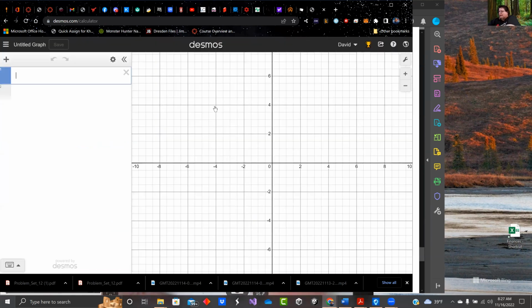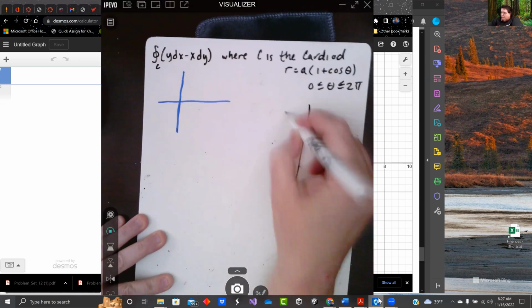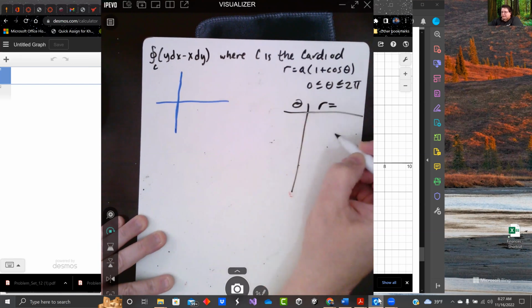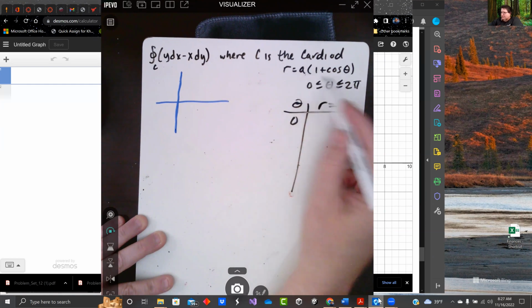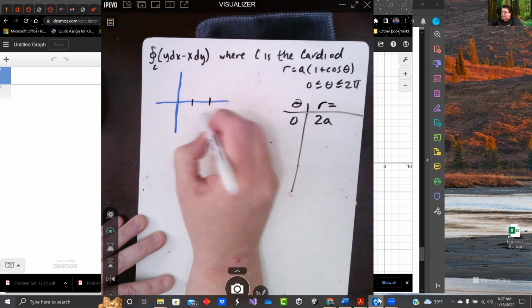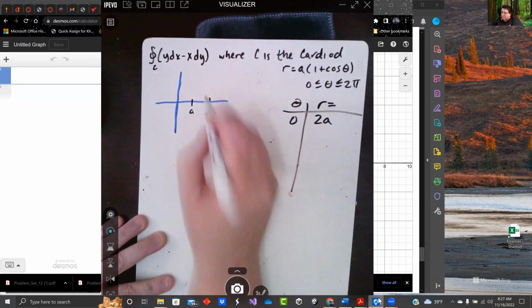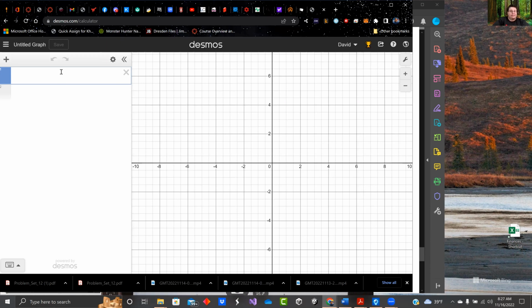Okay, I'll write it in something you can see a little bit better. I was showing you what to do when you don't have Desmos. You make a table: theta equals, r equals, and calculate. When theta equals 0, r equals 1 plus cosine of 0, which is 2, so r equals 2a. So you make a table and plot points. Let's say that's a and 2a, so when theta equals 0, we're there. You don't need Desmos to graph. You guys learned how to graph.